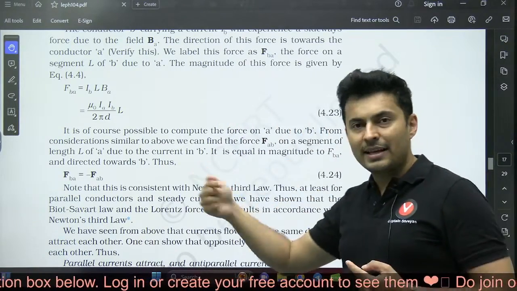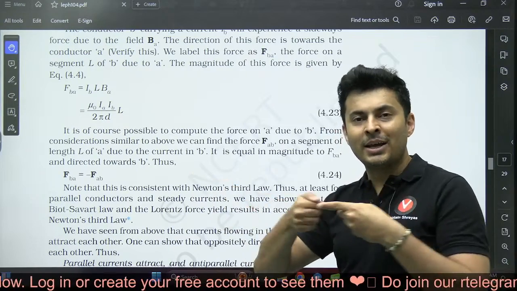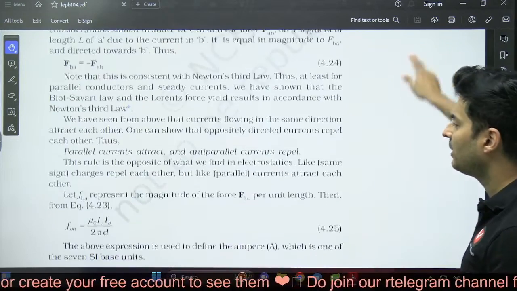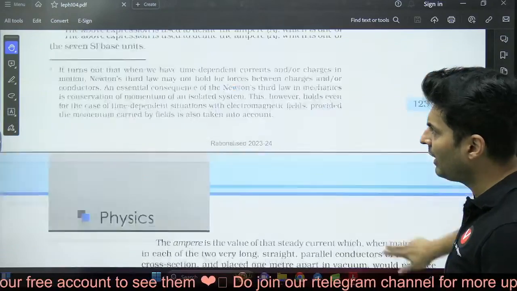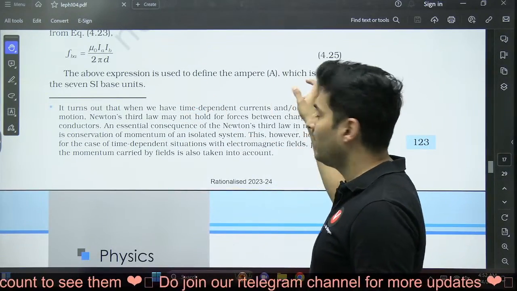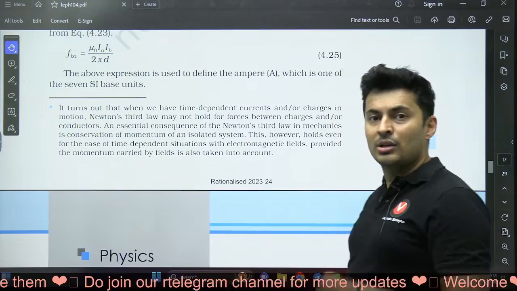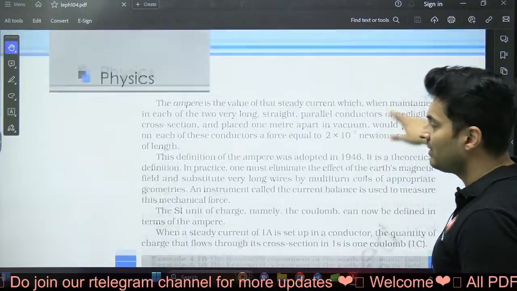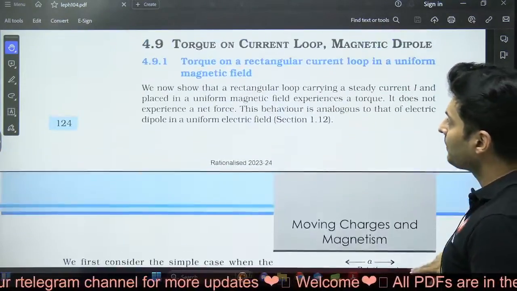If the force on one wire is this way, the force on the other wire will be the other way by Newton's third law, action reaction. In fact, this is also used to define the ampere as a unit. So current is a fundamental quantity, and it is defined using this formula only.